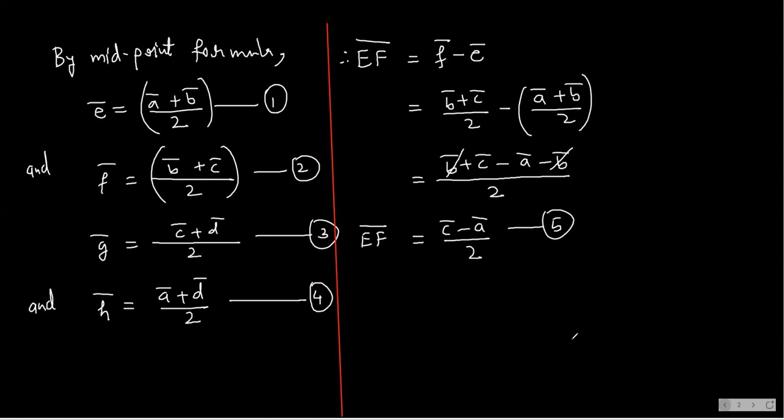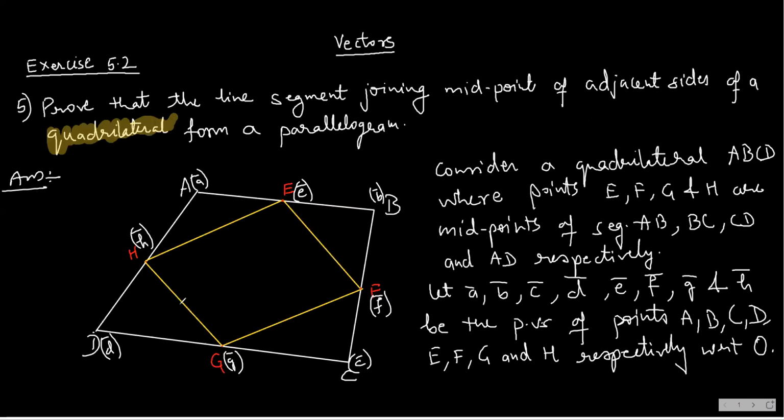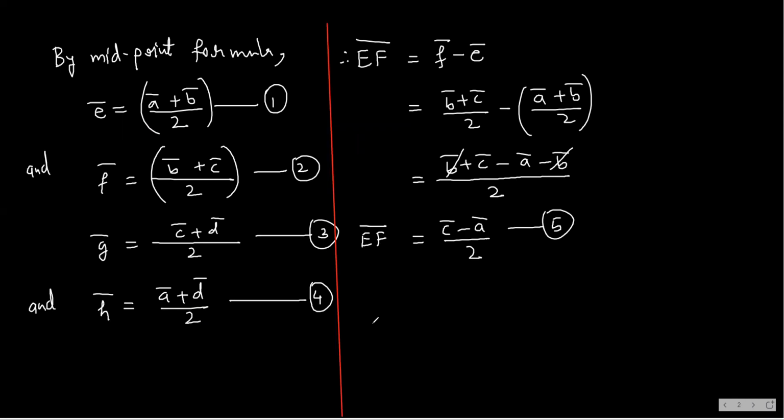Then after getting EF bar, as I had told you, I will go for HG bar. See, I found EF bar. Now I go for HG bar. I write here, similarly, HG bar is equal to G bar minus H bar. G bar and H bar I have already found here.